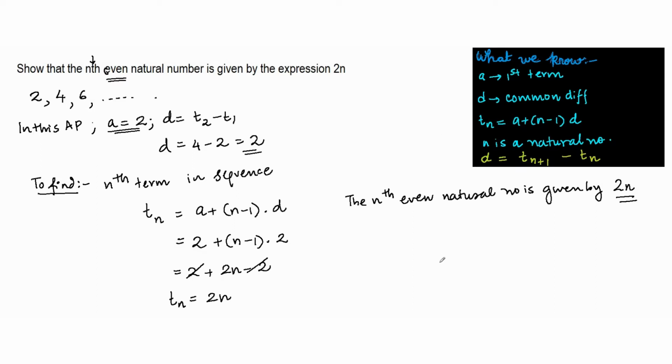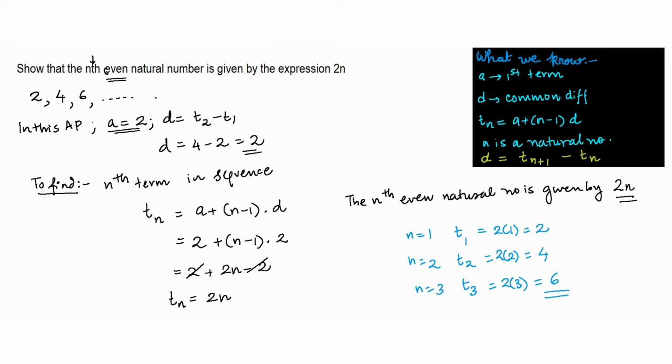Let us see if this works again. When n is equal to 1, t1 is 2 times 1, that equals 2. When n equals 2, t2 is 2 times 2, that equals 4. When n is 3, t3, that is the third term, is 2 times 3, that equals 6, and so on. So the terms are 2, 4, 6, and so on. This is how I can solve this particular question.